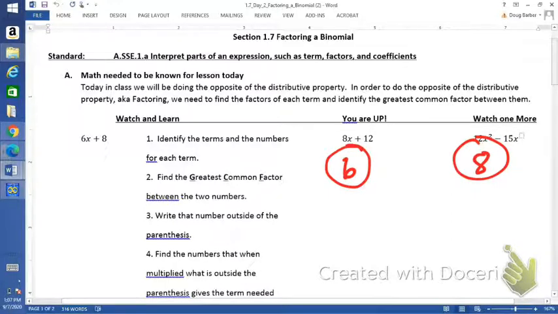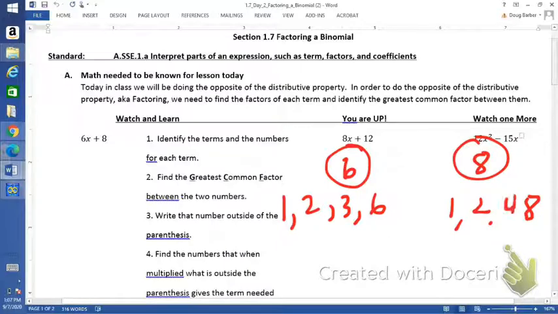Factors are two numbers you multiply together to give you, in this case, 6. So 1 and 6 are factors. 2 and 3 are also factors. 2 times 3 gives you 6. Let's do the same thing for 8. We have 1 times 8 and 2 times 4. Now, what is the greatest common factor of 6 and 8? Well, the greatest common one is going to be 2.